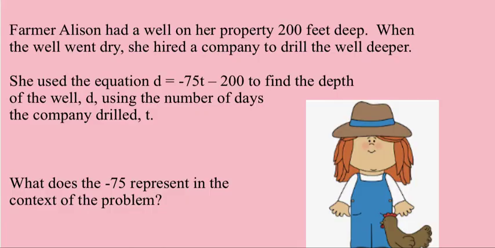All right, let's look at some more examples. Here we've got farmer Allison had a well on her property 200 feet deep. When the well went dry, she hired a company to drill the well deeper. She used the equation D equals negative 75t minus 200 to find the depth of the well using the number of days the company drilled, and they called that t. So they told us what the variables represented. D is the depth of the well, and t is the time in days.